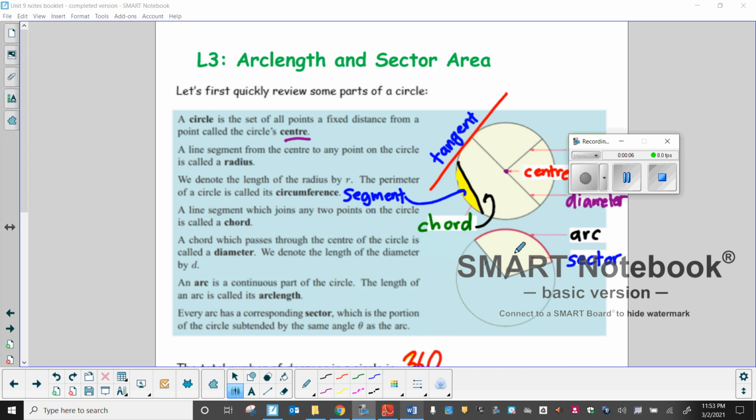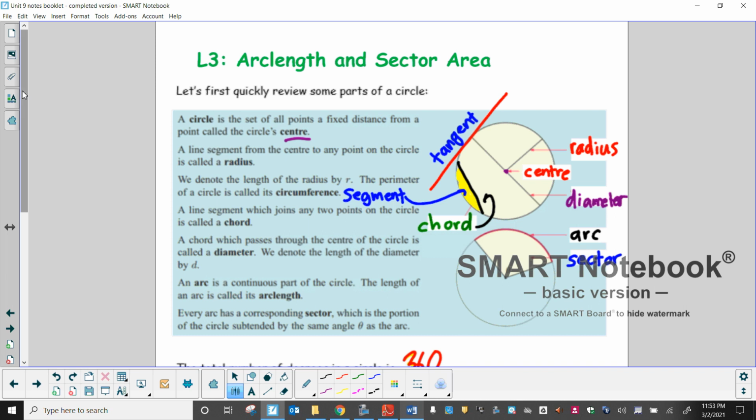Don't be scared of it. It's just like if you knew the area of a circle, how would you find the area of a slice of pizza? Or if you knew the circumference of a circle using 2 pi r, how could you work out the length of just a slice, the curved edge of the pizza? So there are formulas for it and they're in the formula booklet, so don't fret.